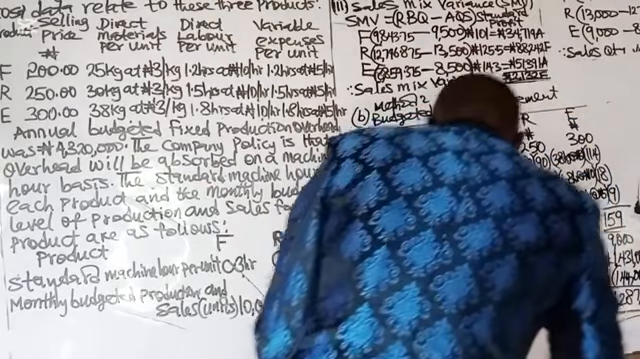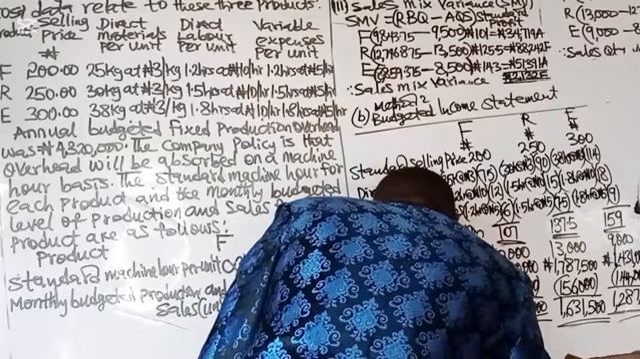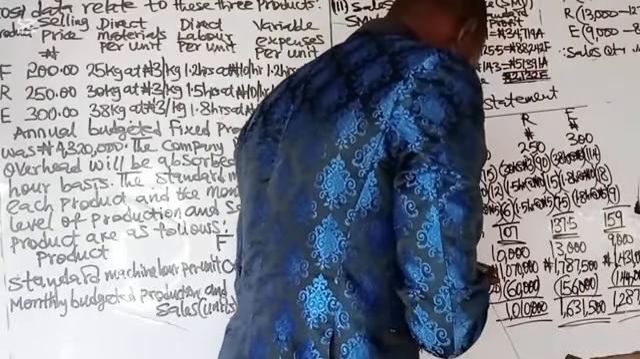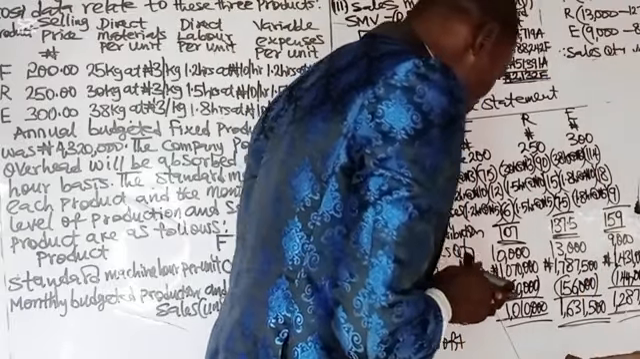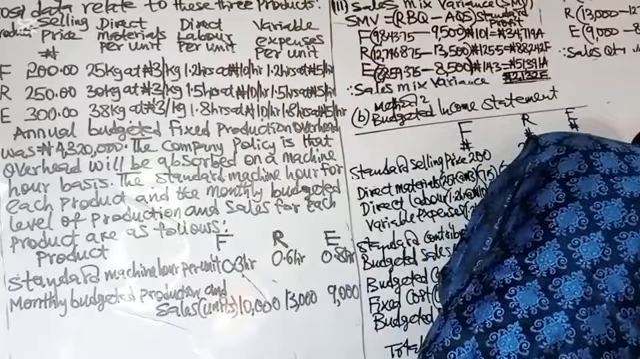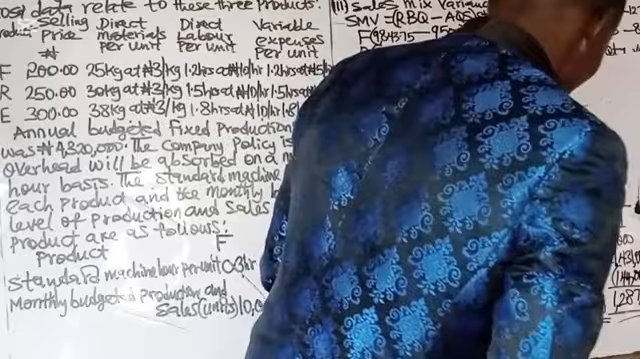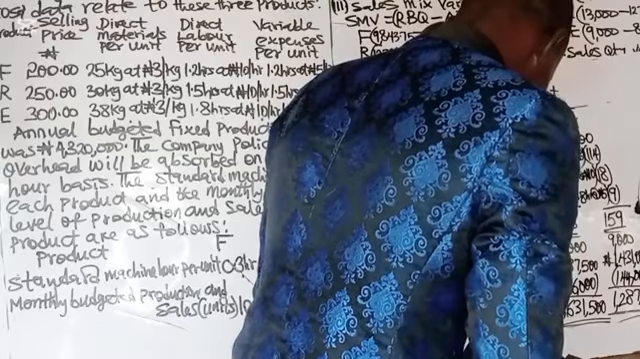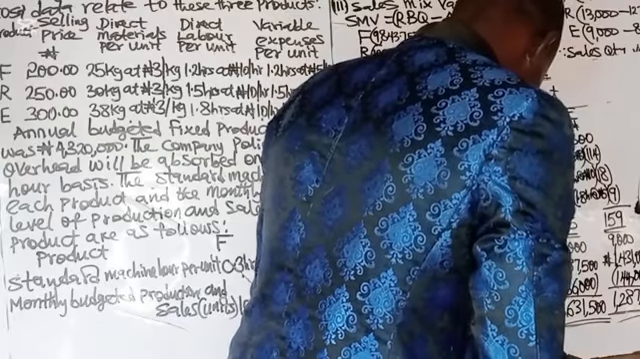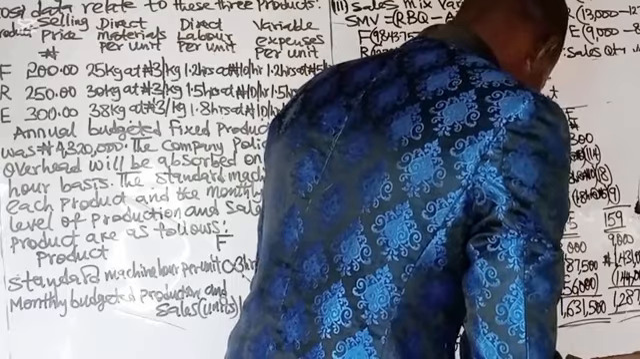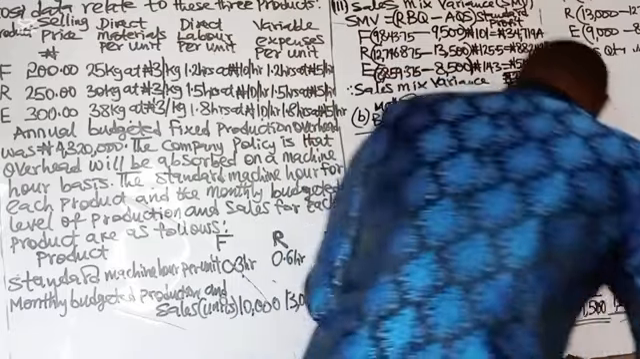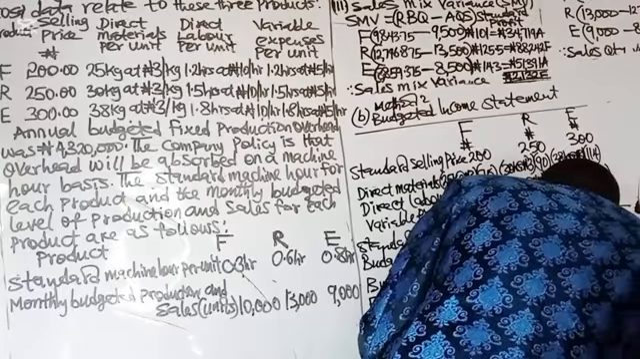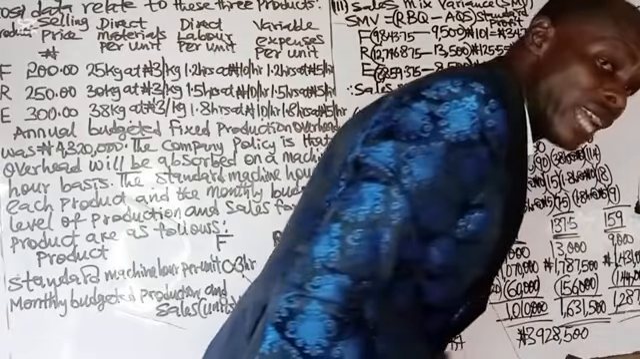So, what is the total profit? Addition of the three. 1,287,000, not 500, plus 1,631,500 plus 1,010,000. The total profit is 3,928,500. This marks the end of the solution to the question.